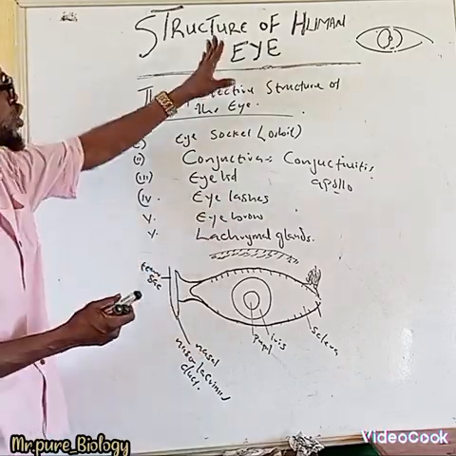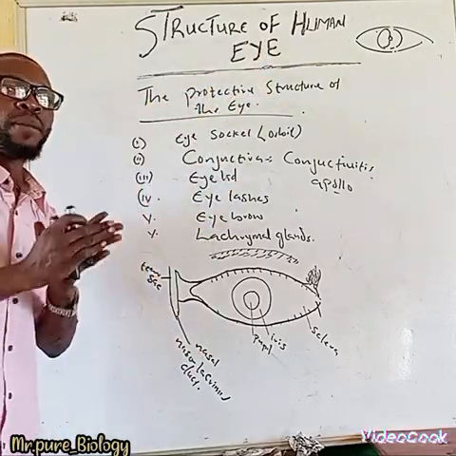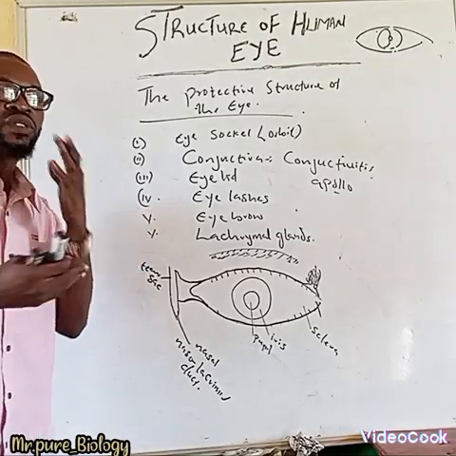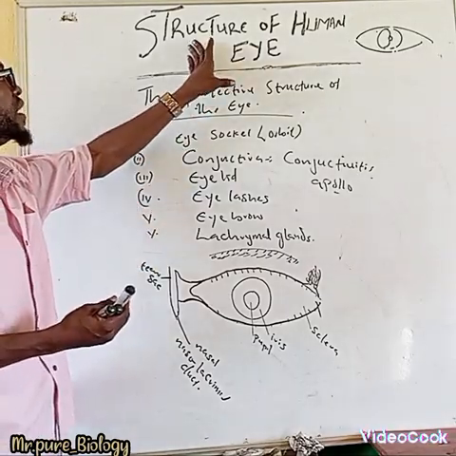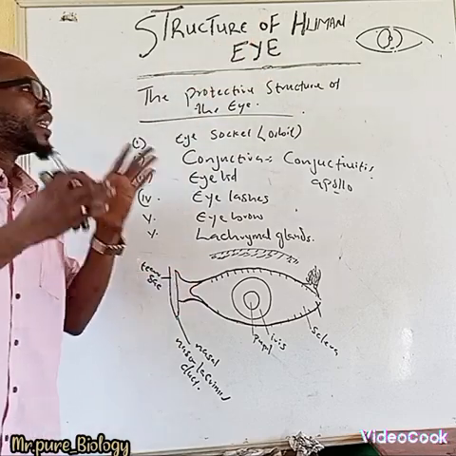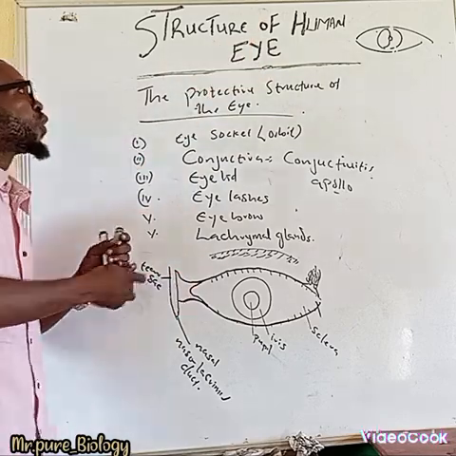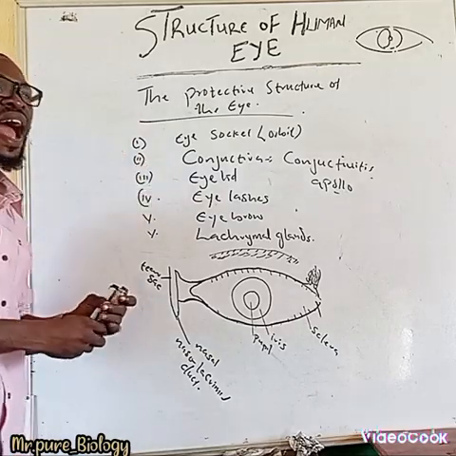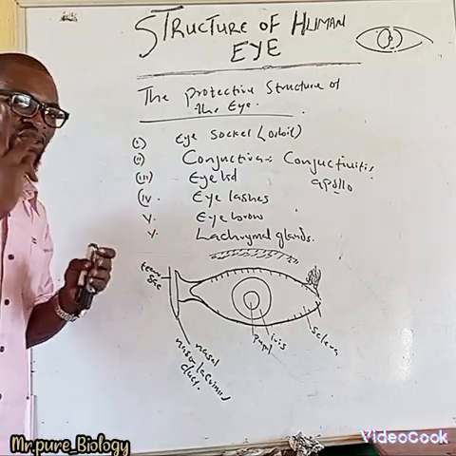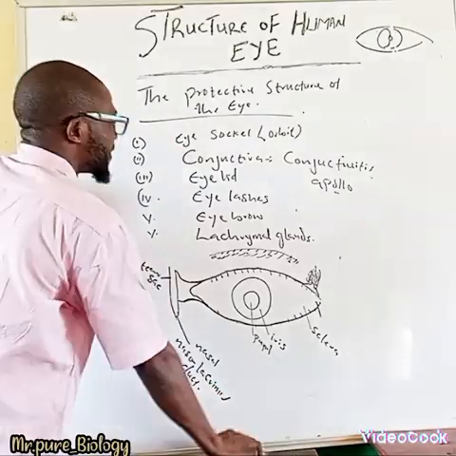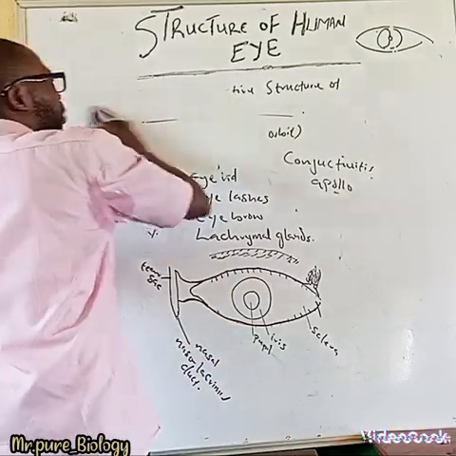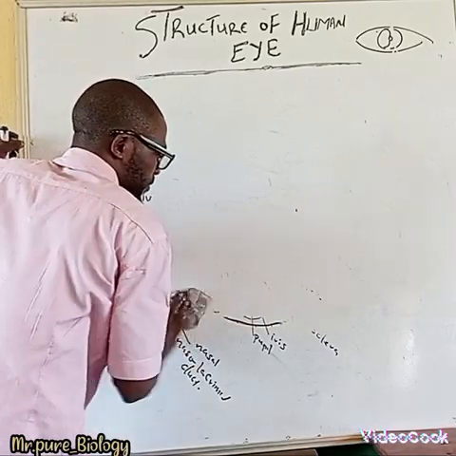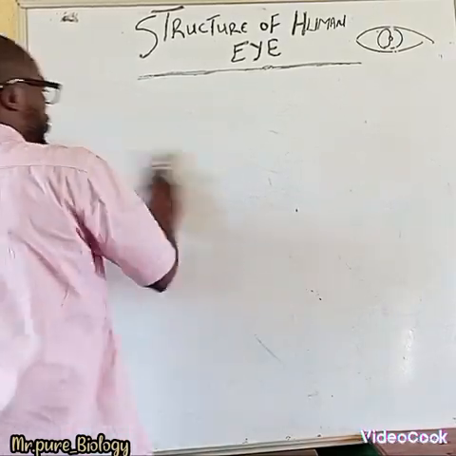Now to look at the structure of the entire eye, for better understanding, or to teach us how to draw the human eye, we will look at the structure of the eye in this way. The structure of the eye has three major parts. So let's clean this and look at the structure of the eye.